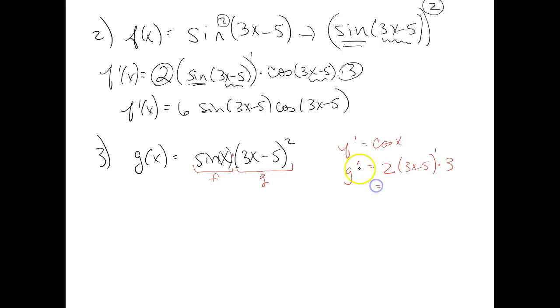So if I want to clean up g prime, it's really 6 times 3x minus 5. I'm not going to distribute that. I'm just going to leave it as is because you don't want to distribute it and then have to factor it later. Okay, so what was the product rule?